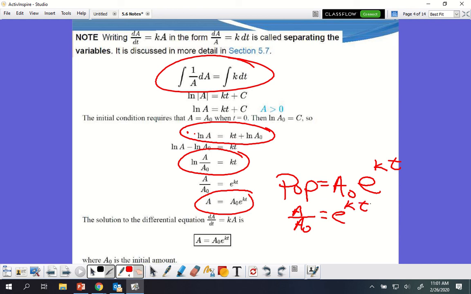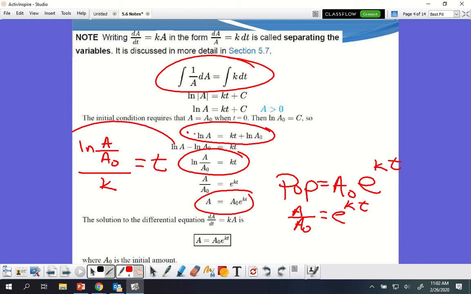So we're basically coming out over here, at this point right here. What would I do if I wanted to solve for t right there? Divide both sides by k. So it's going to look like this: ln of A over A sub naught, all divided by k, is equal to my t.